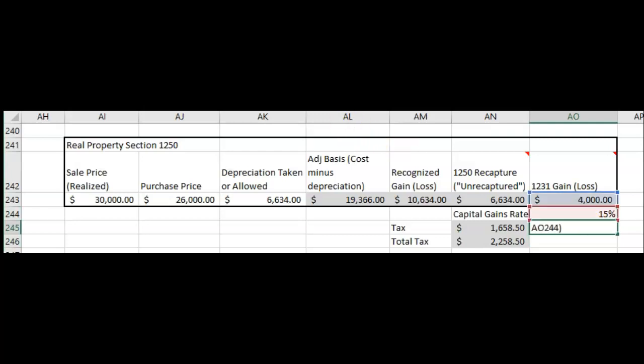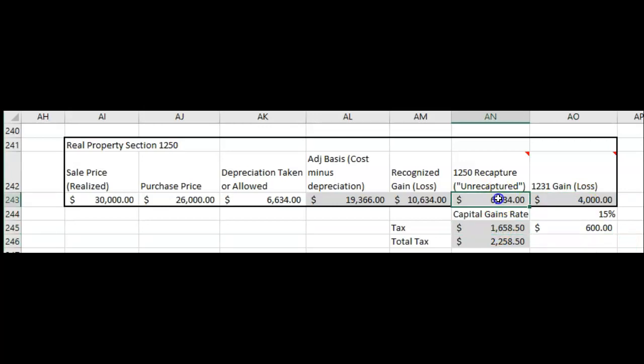The formula I have here is the tax is equal to the greater of either 0 or A0243 times A0244. So it's either going to be 0 or it's going to be 4,000 times 15%. I don't want a negative number, so I put a 0 in there. So over here, the tax is going to be the maximum of 0. And this is just the tax. So forgive me, this tax right here is only on 1231.